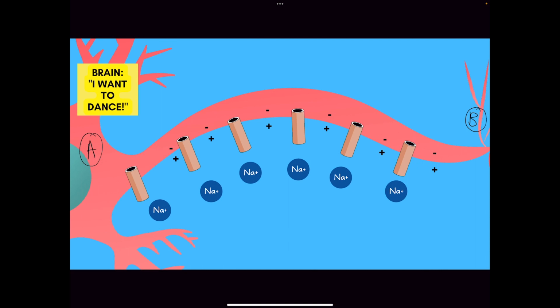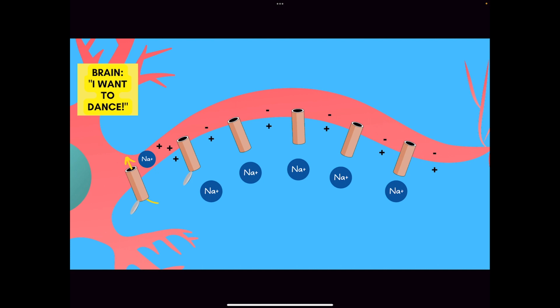Now what happens is, when this neuron goes, all right, I want to fire off and tell the muscles to contract so I can dance, it begins at point A. And point A will open up the very first sodium channel. What then happens is sodium will move down its concentration gradient. Sodium will move into the neuron. Now, sodium carries that positive charge with it. So what do you think that means? It means it makes this area of the neuron slightly positive inside. And this charge is the key to open up the next sodium channel.